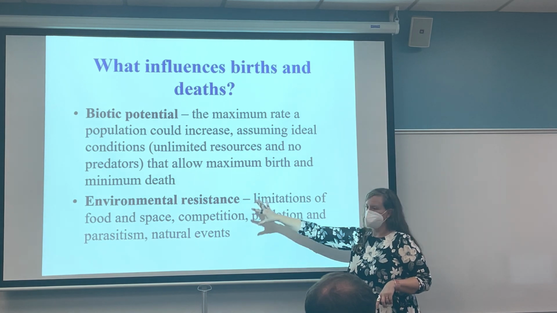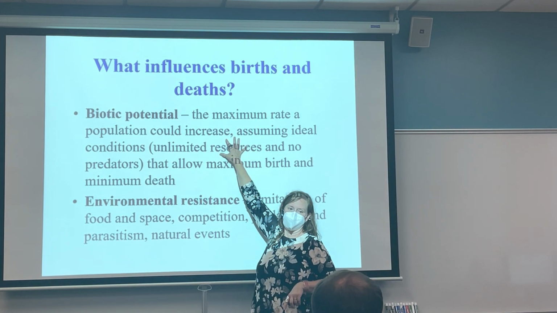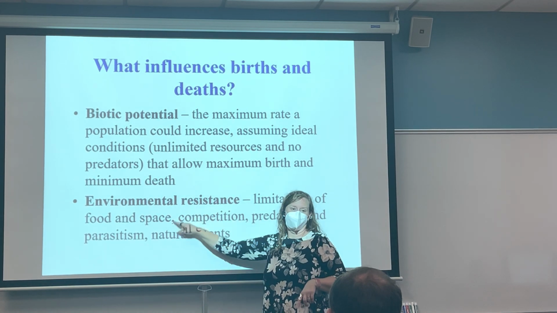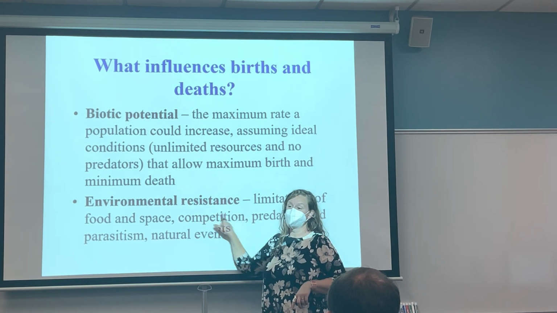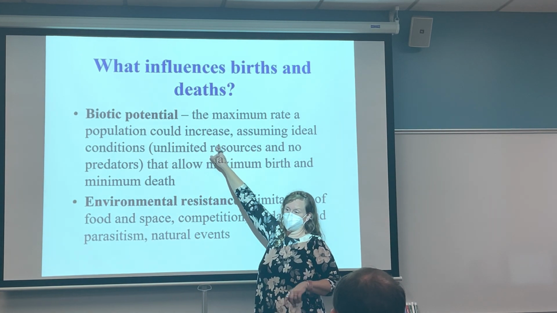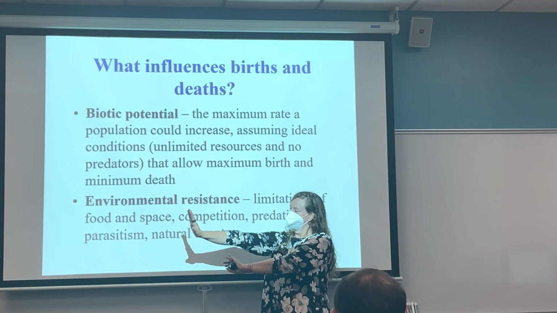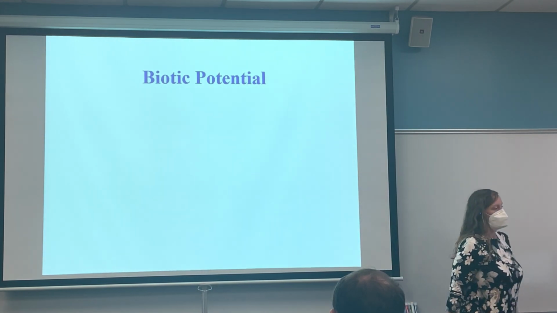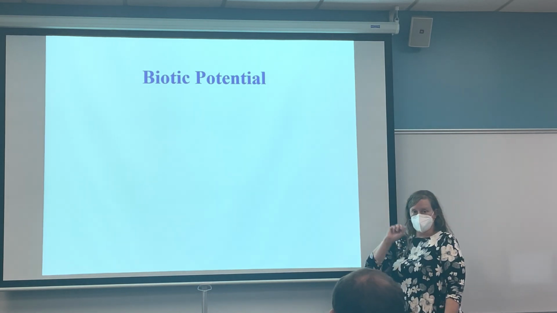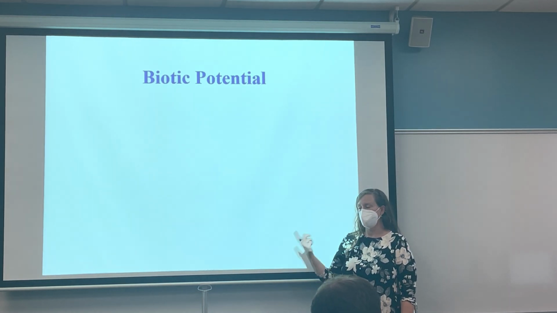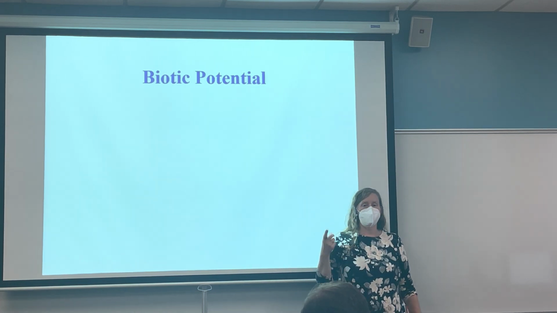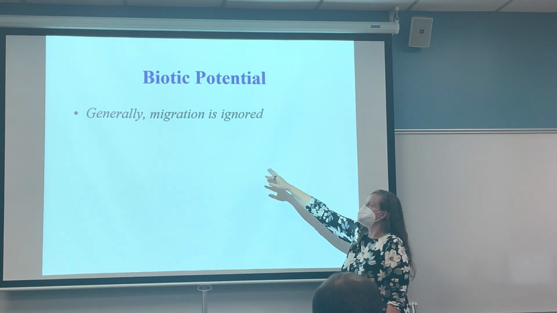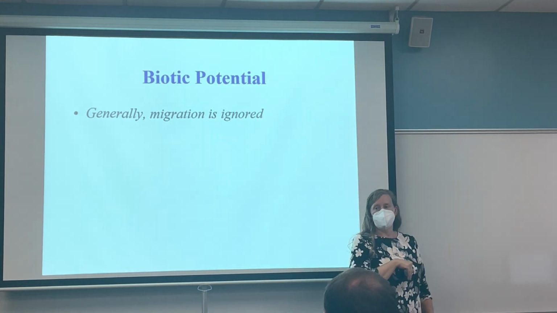All of these things are counter to these things up here. At some point, this has got to stop because this stuff kicks in and it starts to resist the biotic potential. It stands in the way. It says, only so much of all of these things, or too much of these things. First, we're going to focus on biotic potential, and then we'll get back to environmental resistance. And we're going to talk a lot more about environmental resistance in the next chapter when we talk about community ecology. Okay, so again, biotic potential, generally we ignore migration. It's usually not important in natural populations.